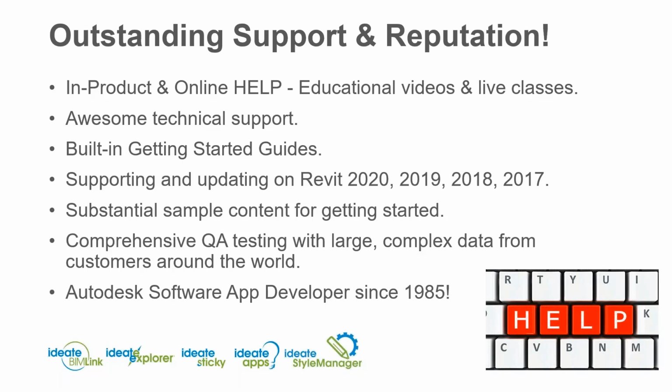We do spend a lot of time on our help files, both in product help as well as online help. We are supporting Revit 2020 and the prior 3 releases, so that's 2017 through 2020. When Revit 2021 comes out, we're assuming around March or April, we'll shift that and then we'll have 21 back through 2018. We do have versions that go back further if you are on legacy versions. We're just not updating those particular Ideate software releases for older legacy Revit versions.